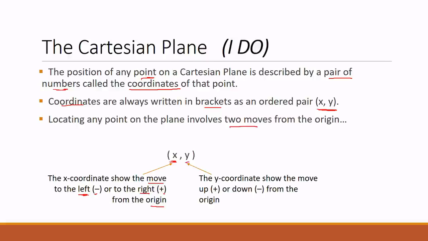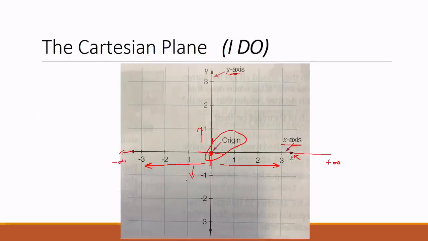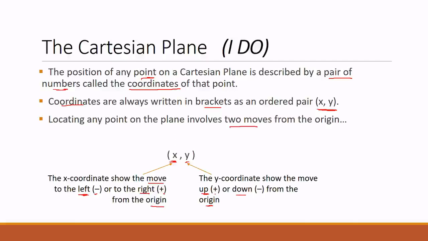Now if I have a look at the y-coordinate, it shows the movement up or down from the origin. Again, if I go back to my picture here, there's the movement up from the origin in the positive direction and moving down from the origin in the negative direction. And that's why I've put here the plus and the minus.